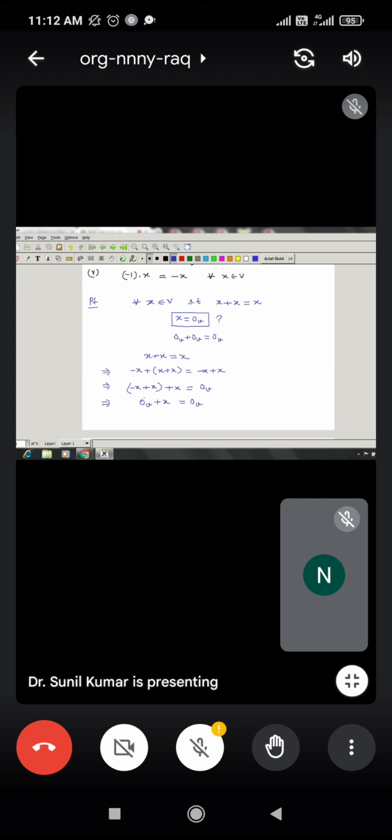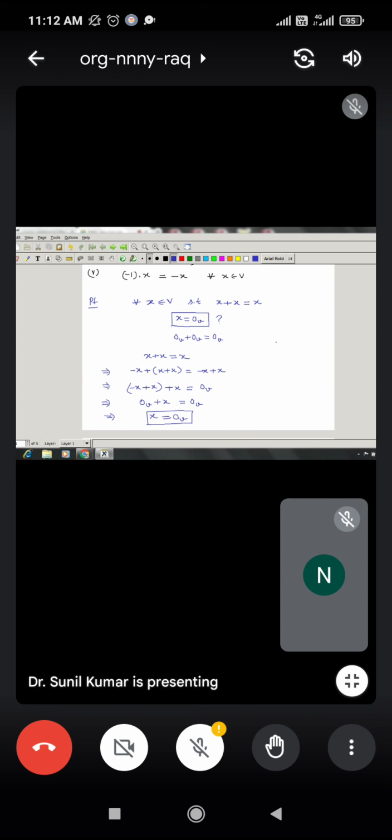And what is 0v? 0v is the additive identity in the vector space. When we add any vector x with 0v, what do we get? x. So x is equal to 0v. So we find the value x is equal to 0v. Now is it clear to everyone? Yes, sir.